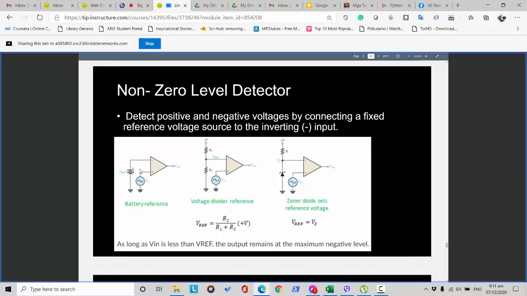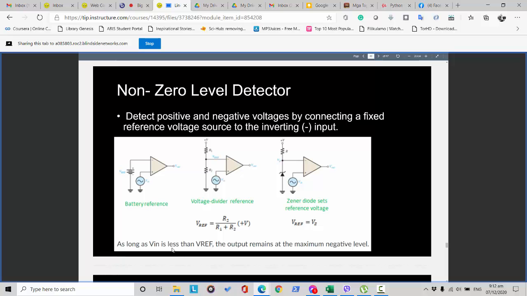This is a battery reference, this is a voltage divider reference, and this one is a Zener diode that sets the reference voltage. Basically, the non-zero level detector is used to detect positive and negative voltages by connecting a fixed reference voltage source to the inverting input. You can see here the inverting input is connected to different references: a battery reference, a voltage divider reference, and a Zener diode reference.